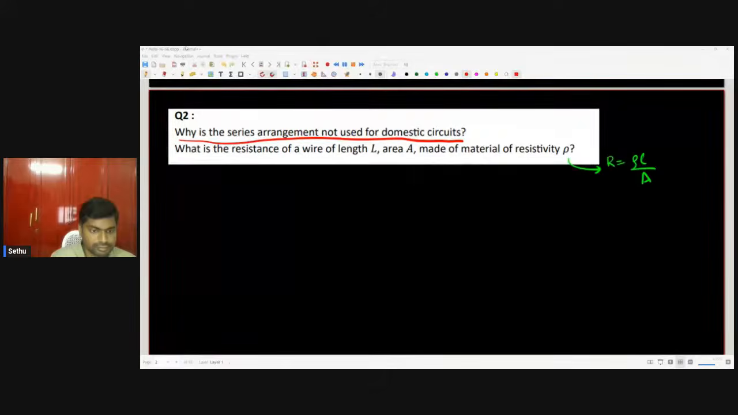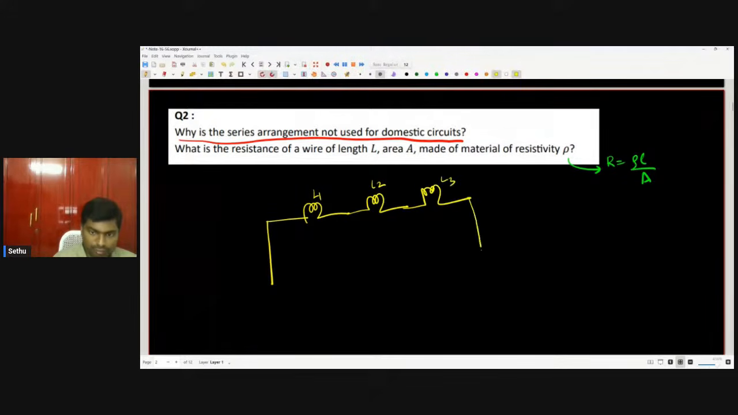Okay, let's try answering this particular question. Now, suppose you have a few appliances connected in series. Let us assume, for simplicity, that there is a light L1, a bulb L2, and another bulb L3, and so on.